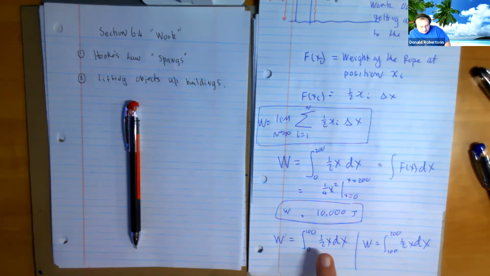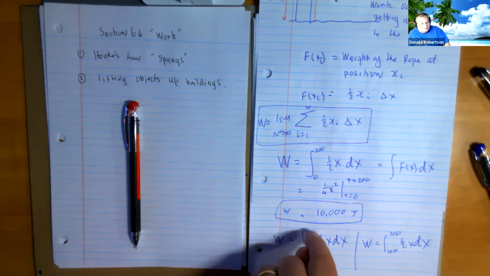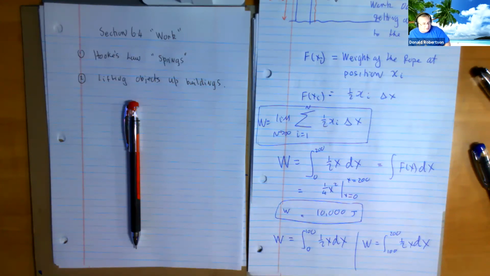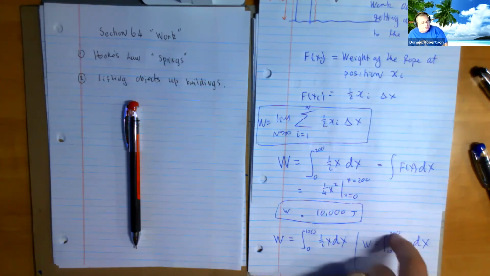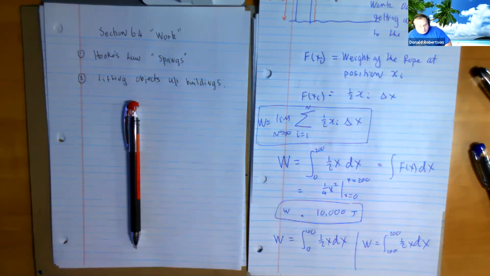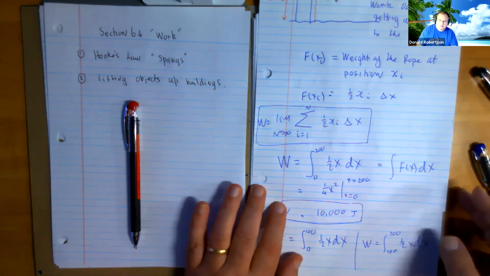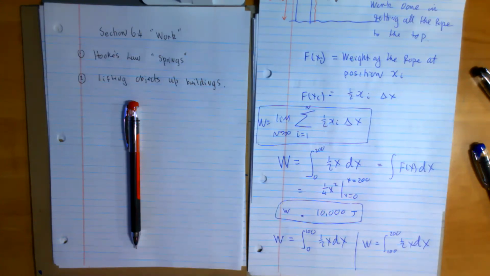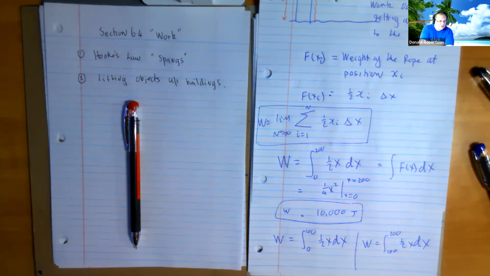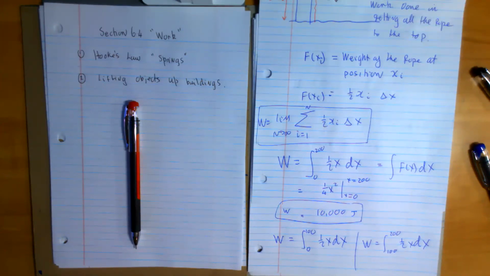Well, I'll start with this one. I'm only going to find out the work from x equals 0 to 100. And this one, 100 to 200. You would be finding the work for pulling the rope halfway up on each of those? Yeah. So you could compare those and ask which person had to do more work.